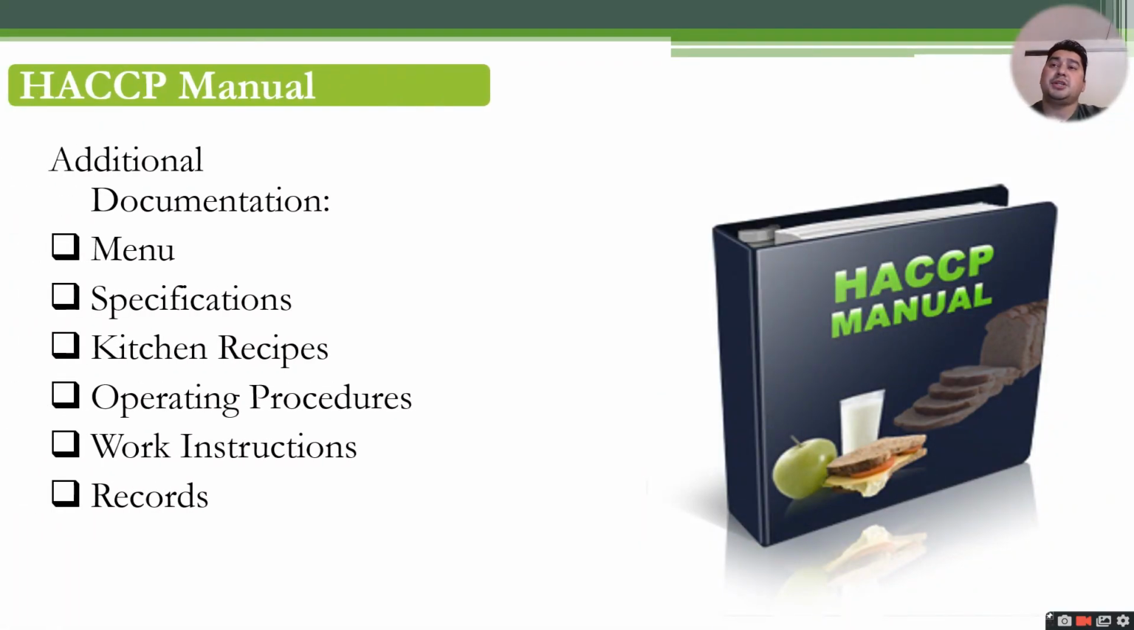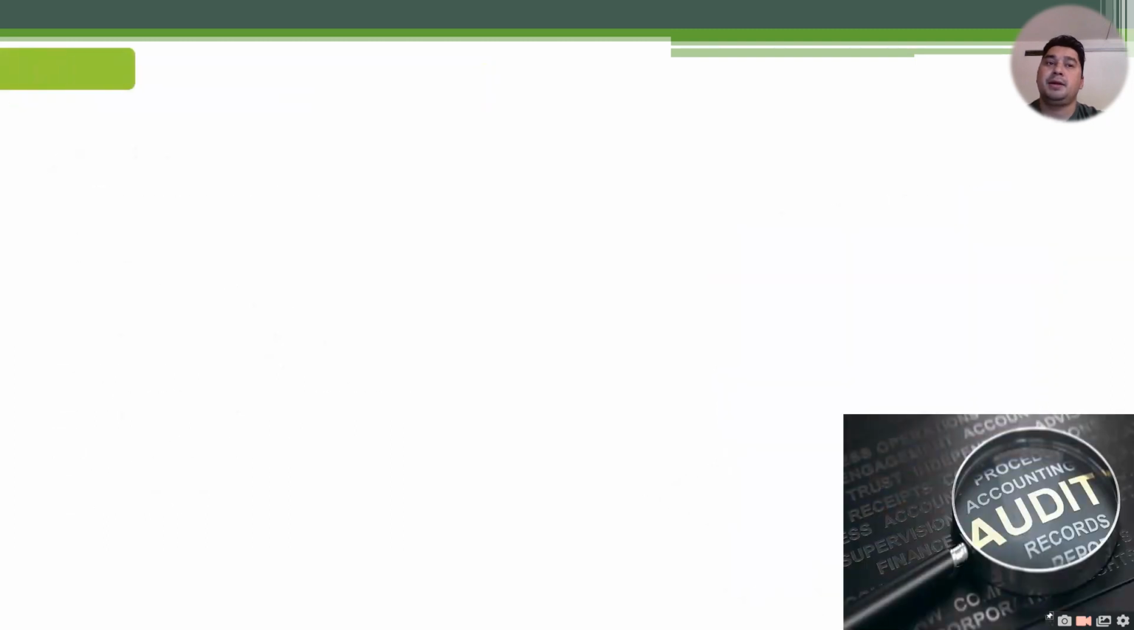The HACCP manual additional documentation should be there. Menu. What are the food items you are preparing? That menu should be there. The specifications should be there. Kitchen recipes, operating procedures, work instructions, and what records you will maintain should be there in your HACCP manual.